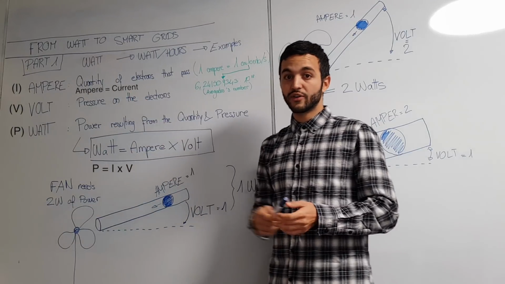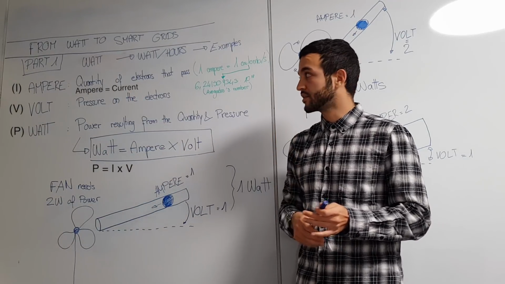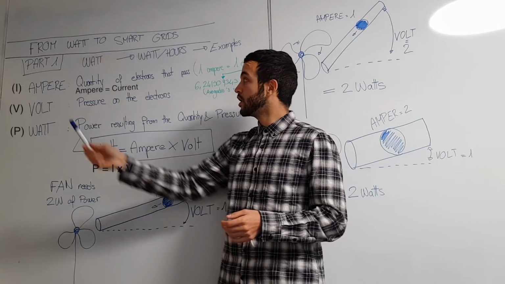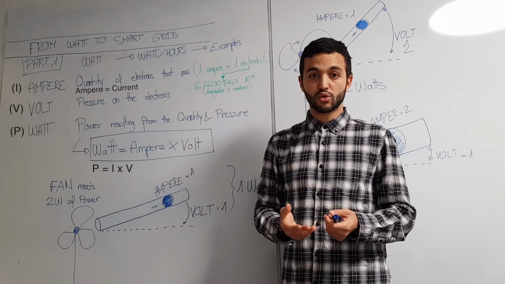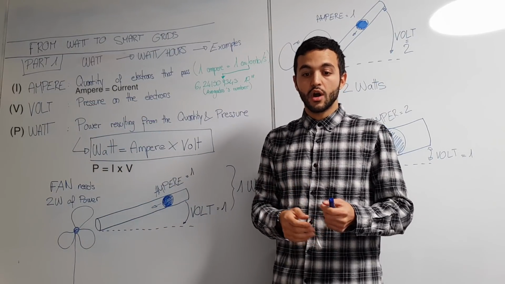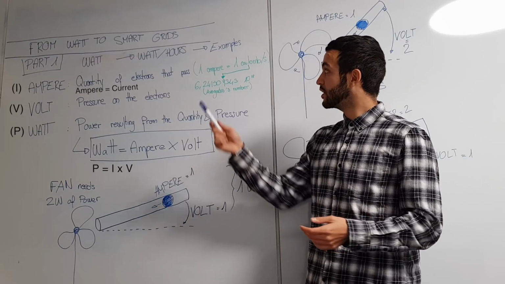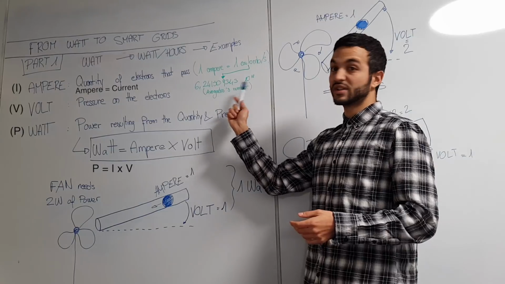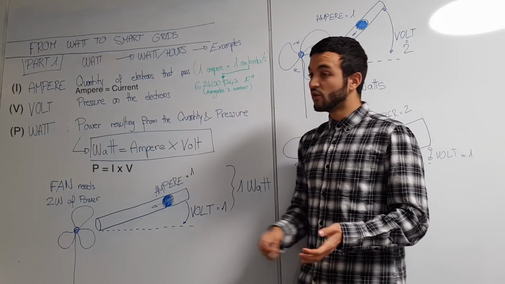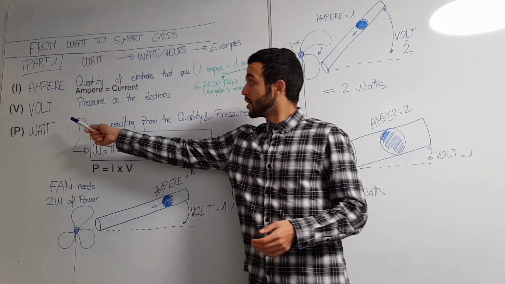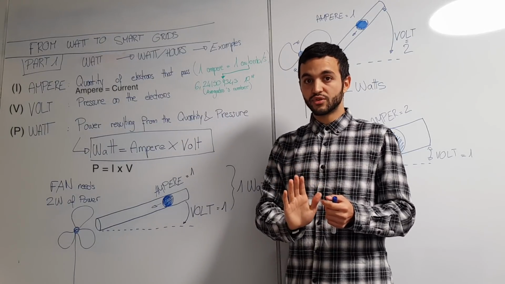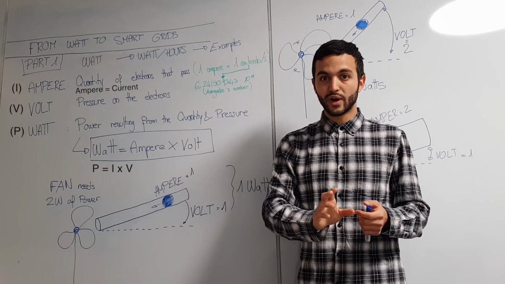When you talk about watt, you have to consider two main elements. The first one is ampere. Ampere is the quantity of electrons that go through a wire. So 1 ampere equals 1 coulomb per second, and 1 coulomb per second equals this quantity of electrons. Then you have the voltage. The voltage is the pressure that is put on the electrons while they go through a wire.